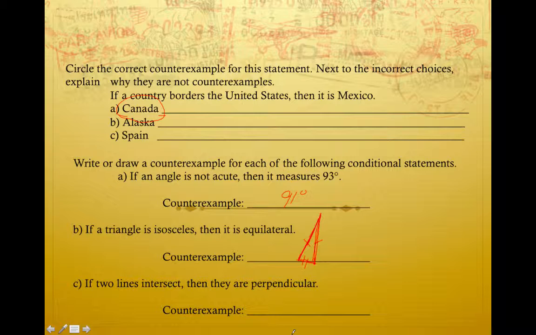If two lines intersect, then they are perpendicular. Remember, we decided for them to be perpendicular, they have to intersect at right angles. So let's make them intersect at not right angles. Those don't intersect at right angles, but they do intersect. So they are not perpendicular.